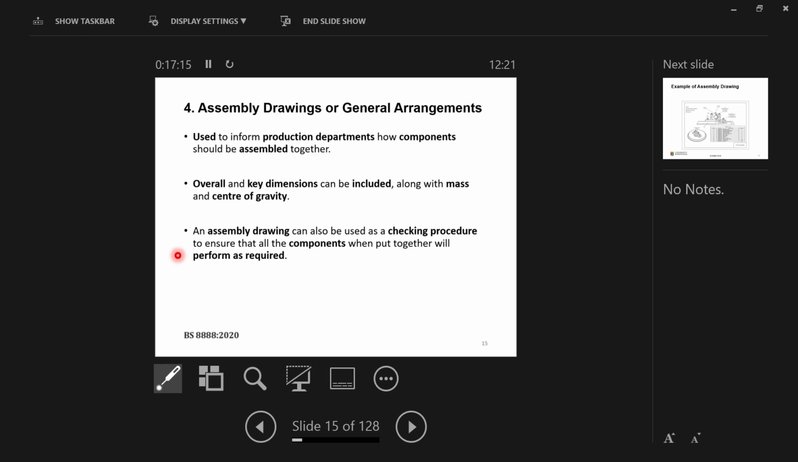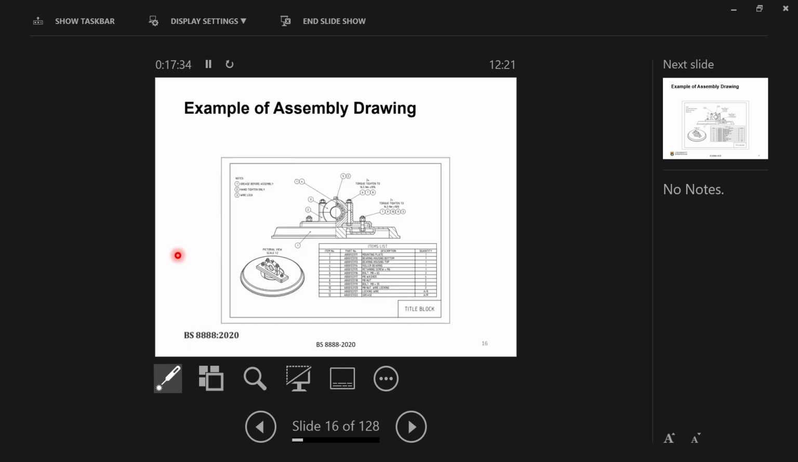The assembly drawings can also be used as a checking procedure before you put the components together. Using these assembly drawings, you can make sure that they are going to assemble together, fit and function together easily without any problems, and then perform as required. What you see here on the screen is an example of an assembly drawing.